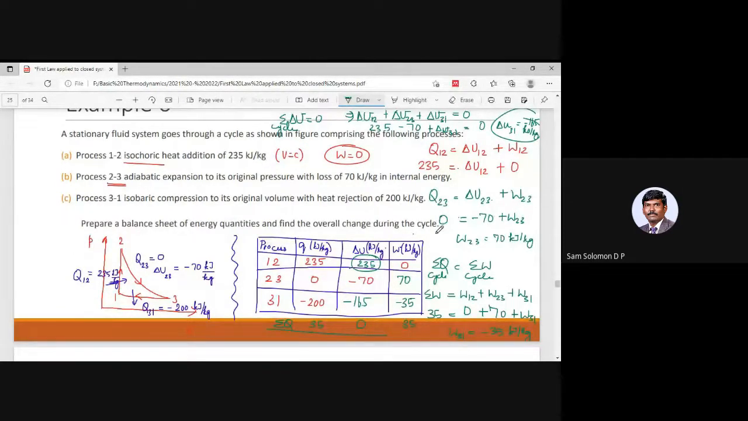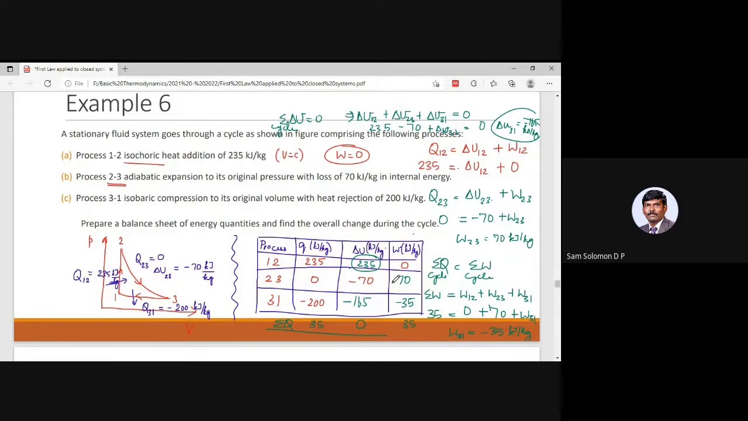A similar kind of problem we solved yesterday also. They simply asked you to fill the table. Here they give you the processes, they ask you to draw the PV diagram, and they ask you to create a table. That's all. Very, very simple. This is how you will find a typical question in your semester exam. This is the kind of question you will be getting.